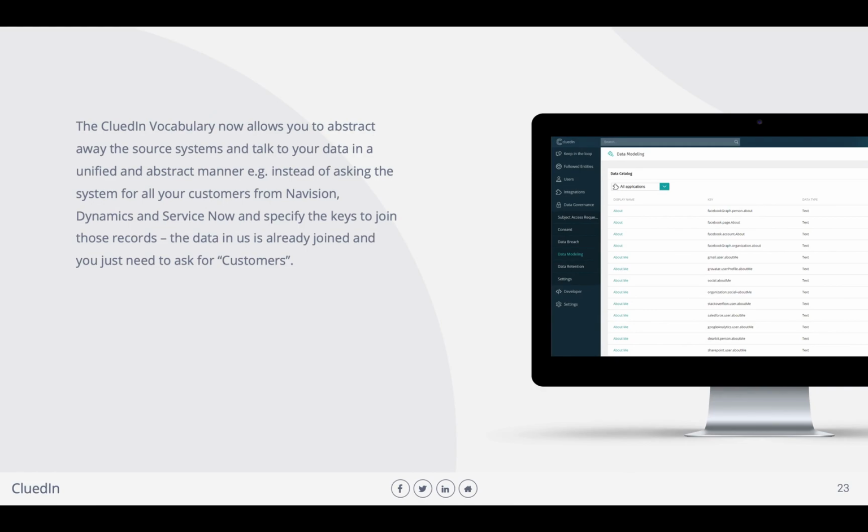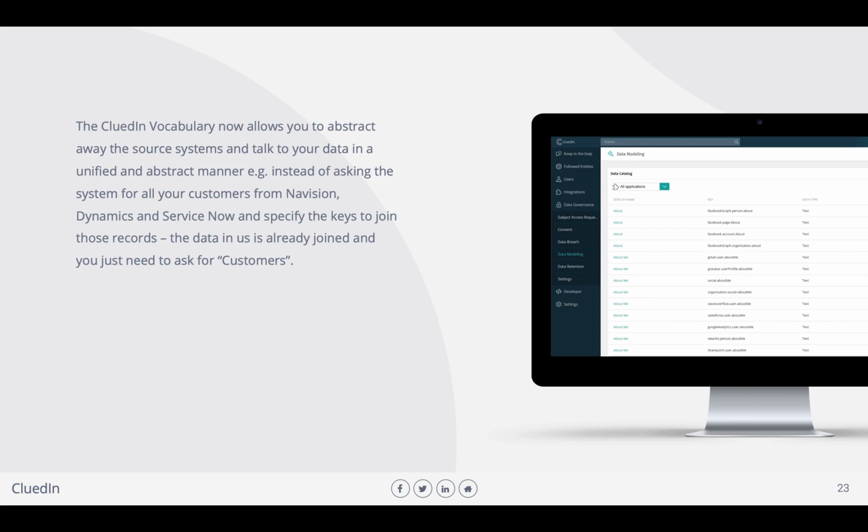Now, to touch on the vocabularies for a moment, the importance of this is that it allows us to abstract away the source systems to talk to your data. So instead of asking a system like CluedIn that you need all of your customers from Navision and Salesforce and Dynamics and ServiceNow, and here are the specific keys to join those records, the good thing in CluedIn is that that's already done. All of the records already have the connections.